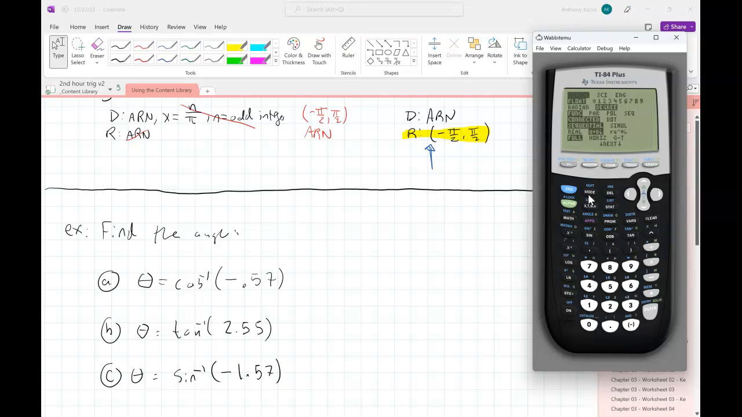Those are the only functions that the mode of your calculator matters for, okay? If you're doing square roots or whatever, the mode doesn't matter. But here it does. Let's put our calculator in radian mode, if it's not already there.